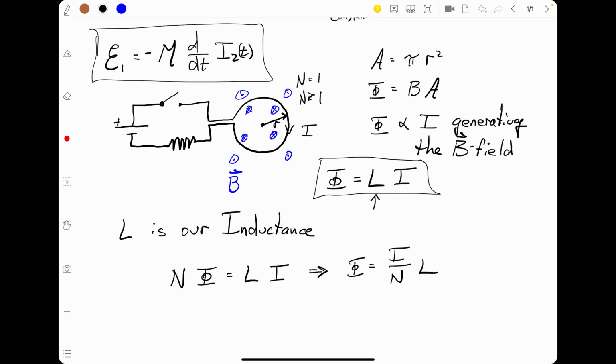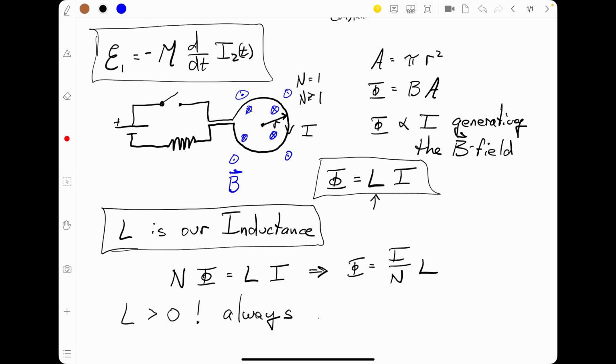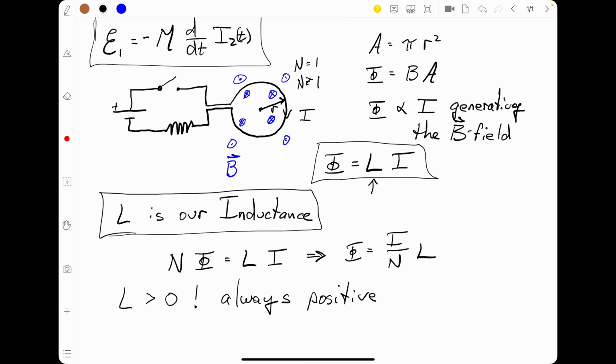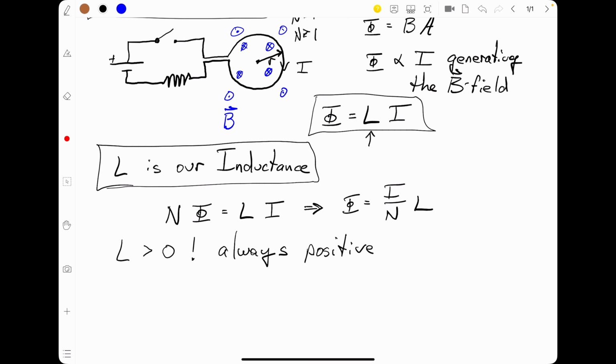Now, L is positive definite, always greater than 0. Always positive, and it's called the inductance. L is the inductance, always positive. So be like the inductance and always be positive. That's a good moral for me. I need to listen to my own advice.